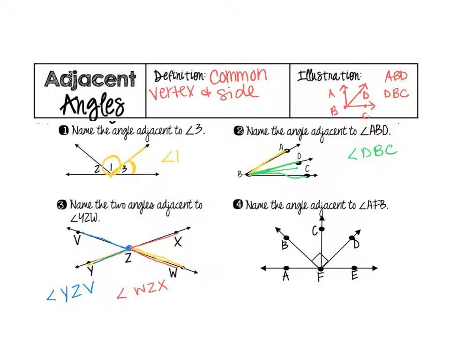And then looking at number 4, we want one that's adjacent to AFB, and it's got to share the vertex and it's going to have to share this middle side here. So we're going to be looking at angle CFB or BFC.